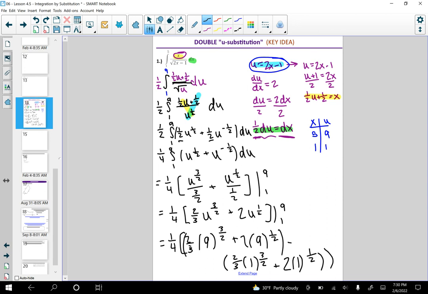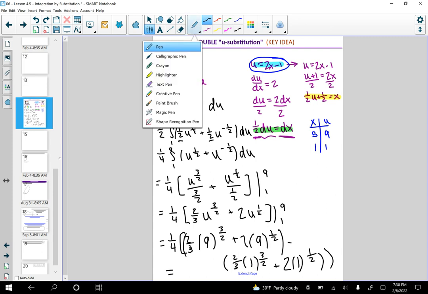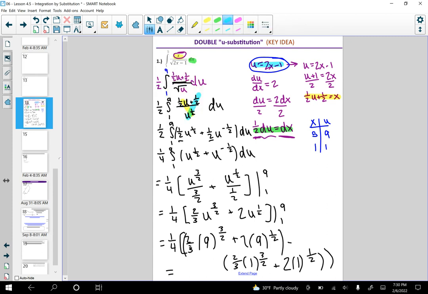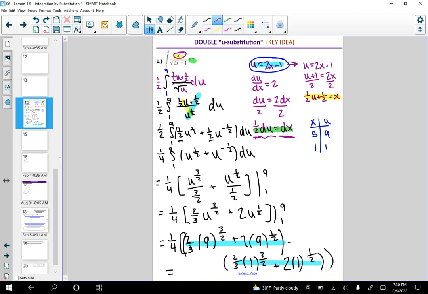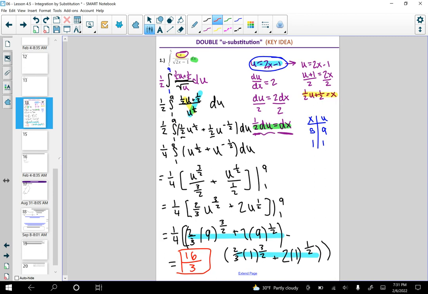Okay. So hopefully you've gotten some practice in simplifying this. From here, obviously you just have to number crunch. This is just arithmetic. Take that, minus that, times it by a 4th. I got a final answer of 16/3. Oh yeah, that looks good. 16/3. There's our first u substitution with a twist.